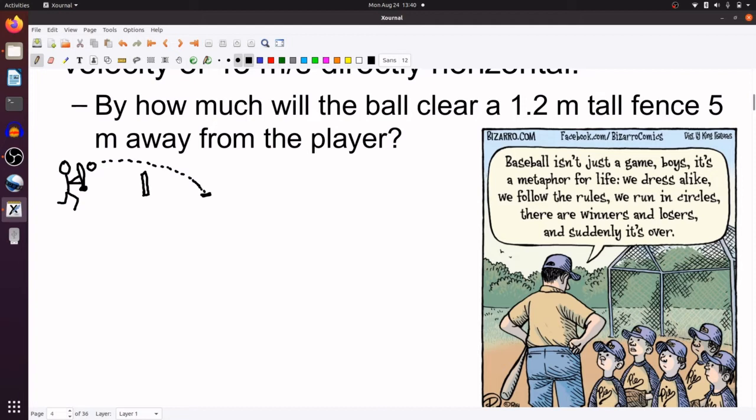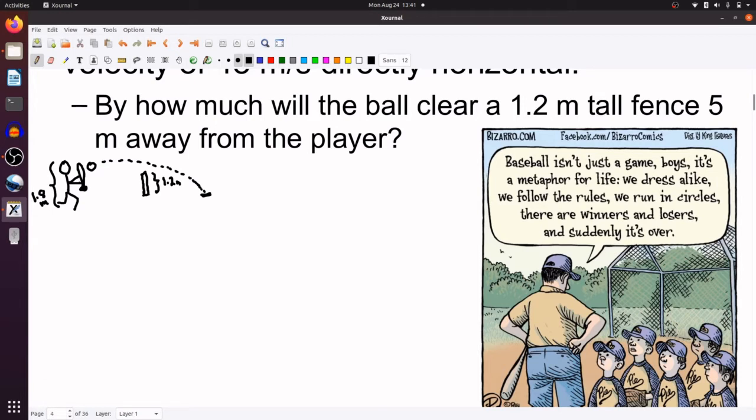I know that my baseball player's shoulder height is 1.8. And then I know my fence, oh, whoopsie, is 1.2 meters. Okay. All right. So he hits it directly horizontal.